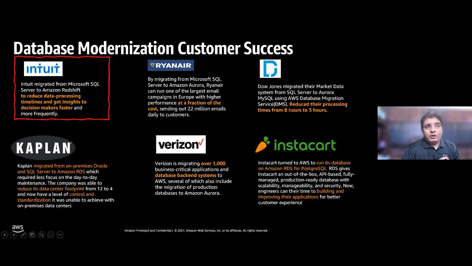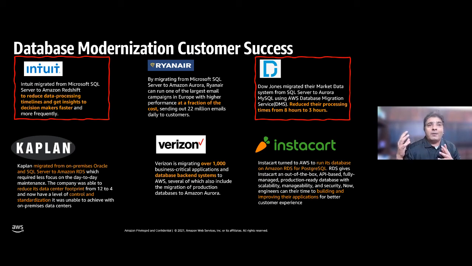Customers like Intuit migrated from SQL Server to Amazon Redshift to reduce data processing timelines and get better, faster insights to their customers and decision makers. Other customers like Dow Jones and Verizon moved from SQL Server to Amazon Aurora, and ended up reducing their processing times significantly, with higher performance at a fraction of the cost, right? By saving SQL Server licensing cost.